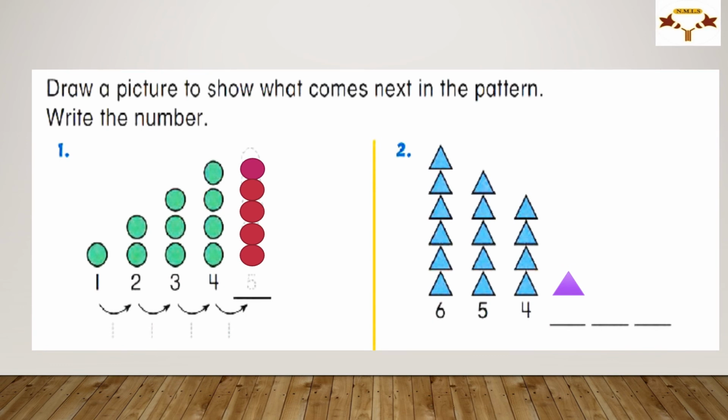In the next one, I have first 6 triangles, then 5 triangles, then 4 triangles. So the next will be 3 triangles, and we're going backward to 2 triangles, and the last will be only 1 triangle. So each time we're going backwards.